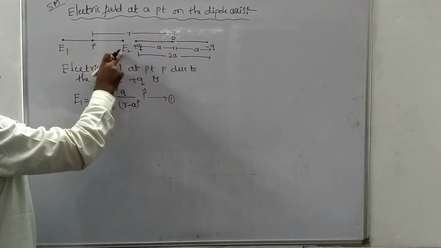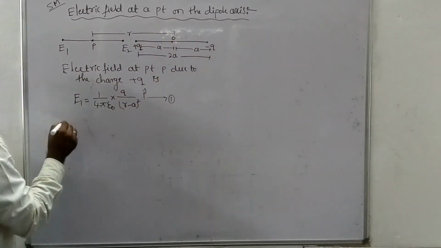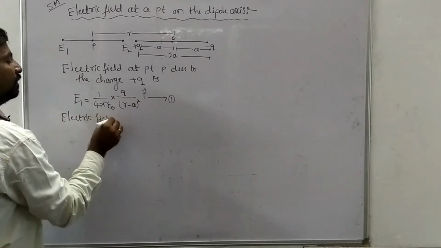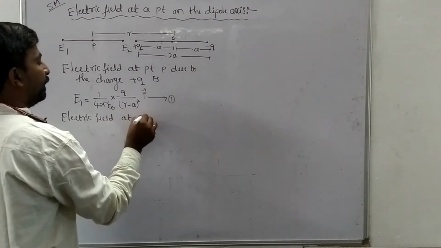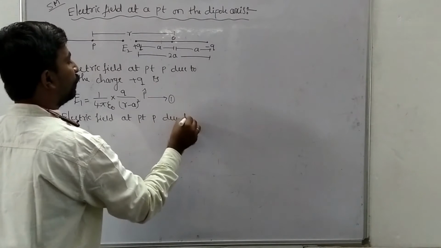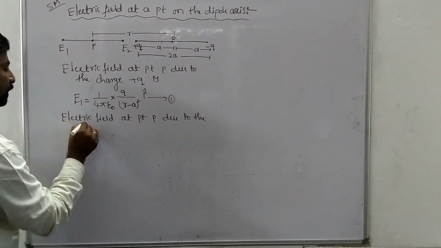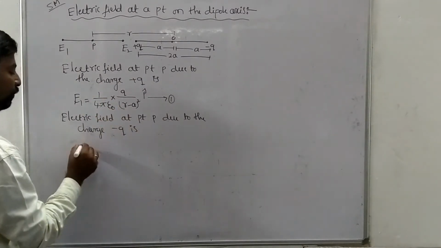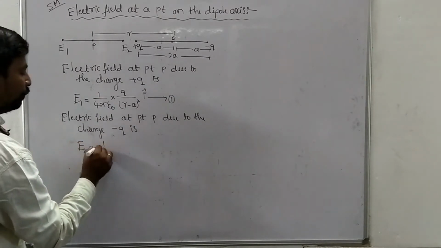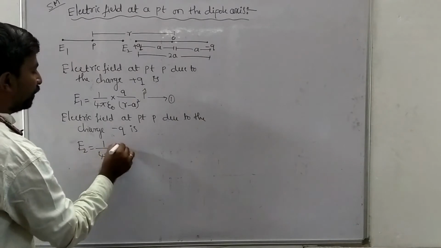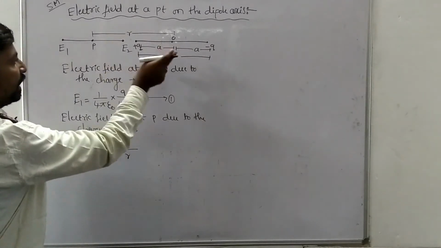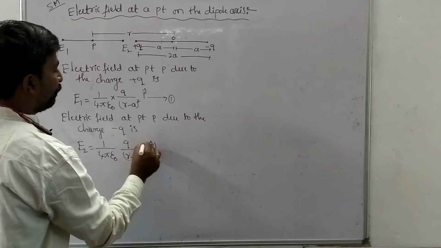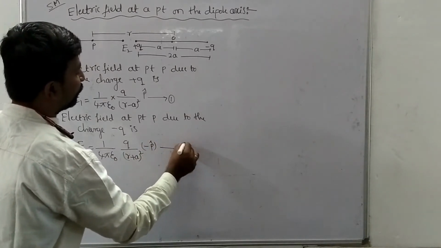Similarly electric field E2 at point P due to the charge minus Q is given by, we can write E2 is equal to 1 by 4 pi epsilon naught into Q divided by r plus a whole square, into minus p cap. Again p cap is the unit vector, isn't it?